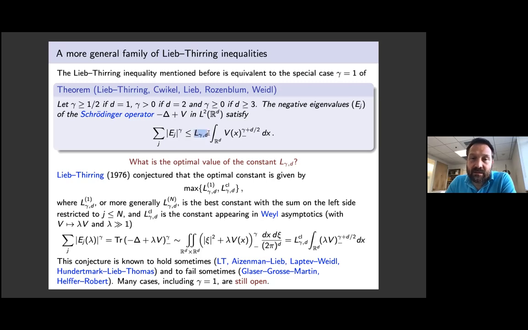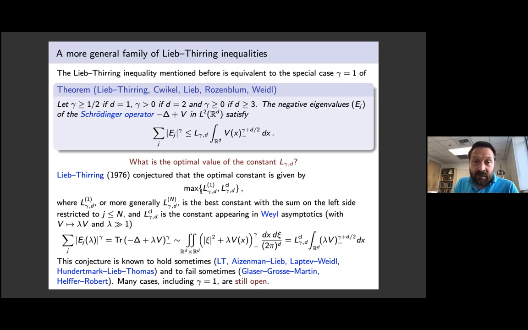The constant doesn't depend on anything except on this parameter gamma that you choose here on the left side and the dimension you're in. Once again, the question that we can ask ourselves is, what is the optimal value of this constant? And once again, Lieb and Thirring in their 1976 paper made a conjecture about it. And the conjecture is analogous to what we talked about before. In fact, for gamma equal to 1, the conjectures are equivalent.